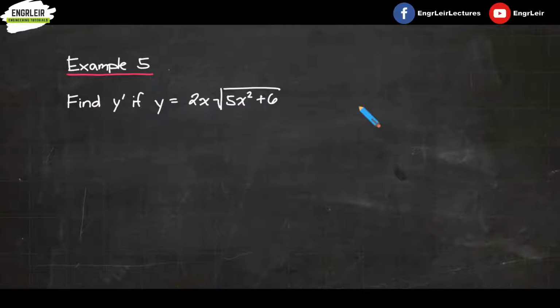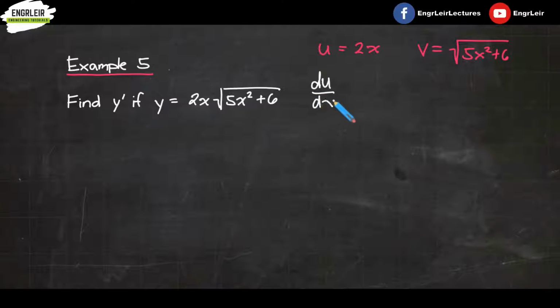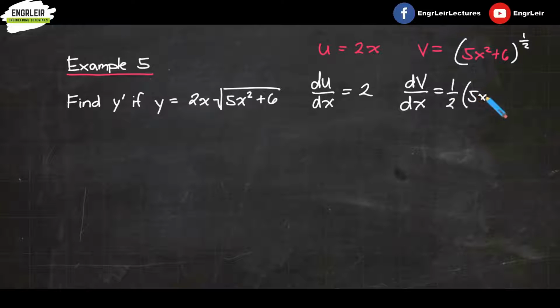So let's look at another example. We need to find y prime if y is equal to 2x times the square root of 5x squared plus 6. So again, let's say u is equal to 2x and v is equal to the square root of 5x squared plus 6. So what we need is the derivative of u and the derivative of v. The derivative of u with respect to x would be equal to 2. Okay? The derivative of v with respect to x, this is equivalent to 5x squared plus 6 raised to 1/2.